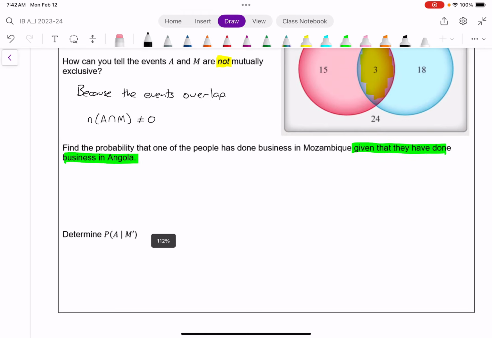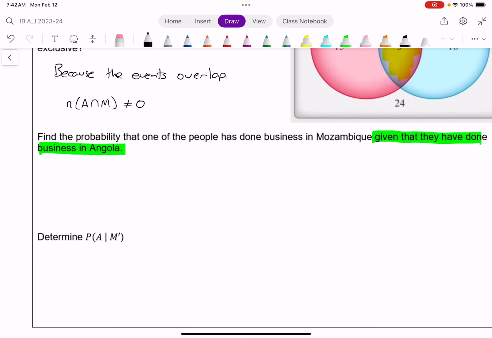So in terms of our conditional probability notation, we write it like this. We want to find the probability that someone has done business in Mozambique, but given, so we draw a vertical line, that they've done business in Angola. So this here is how we'd express this statement in probability notation. And so I want to solve this just purely by looking at the Venn diagram.